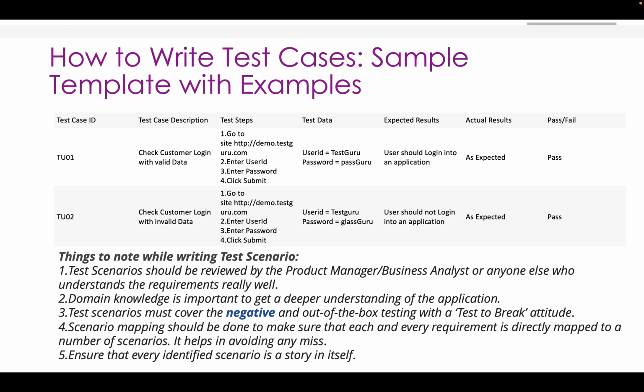In the test case description, we have to write what we are going to do as part of the test step or test case. In this case, it is checking the customer login with valid data. Another test case is checking customer login with invalid data. There are multiple test cases you can write, and for each test case you have to have a unique ID called the test case ID. And after the test case description, you have to write the test step.